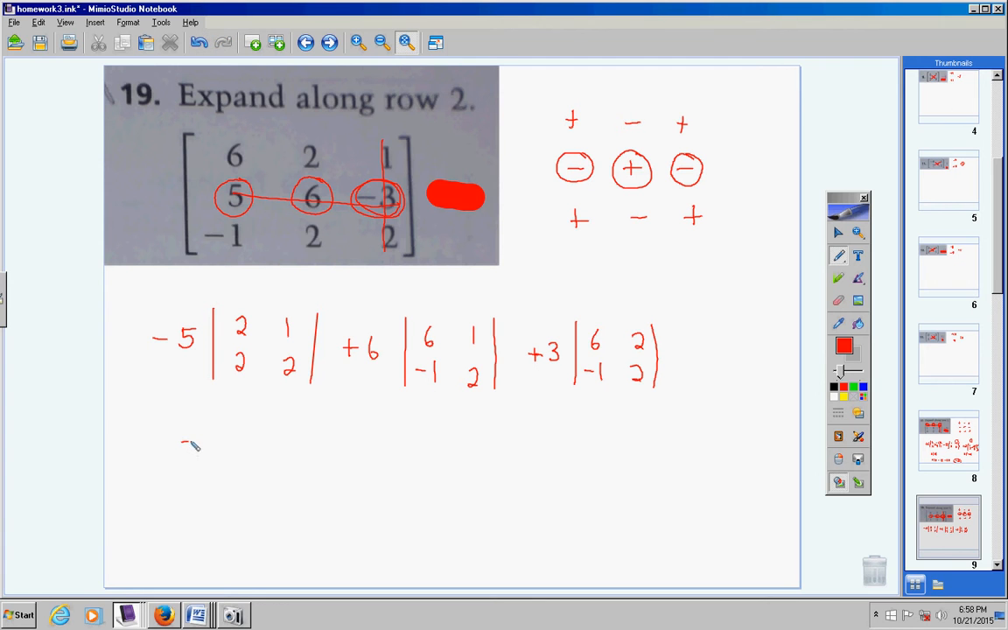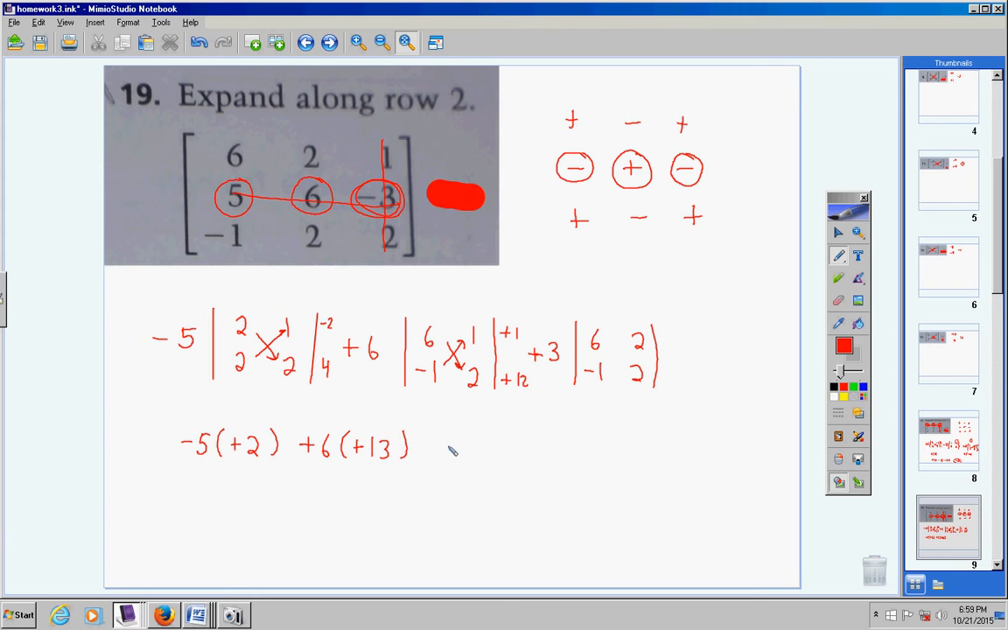Bring down your negative 5, and we'll put a parentheses right here. And 2 times 1 is 2. We're going to change the sign and put a negative 2. Multiply down. 2 times 2 is 4. Combine those two and you get a positive 2. Next, we're going to bring down our positive 6, and then put parentheses. Multiply up, you get a negative 1, so we're going to put a positive 1. Multiply down, you get 12, so we're going to put 12. Combine those two numbers and you get a positive 13.